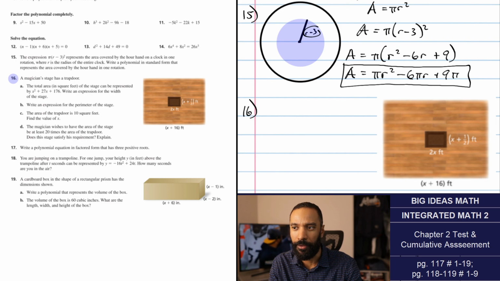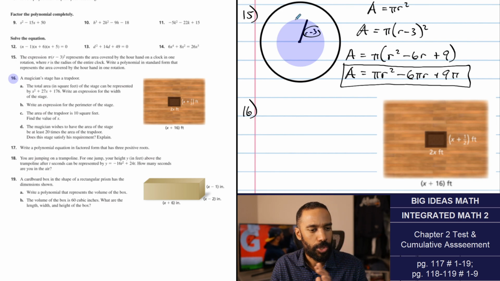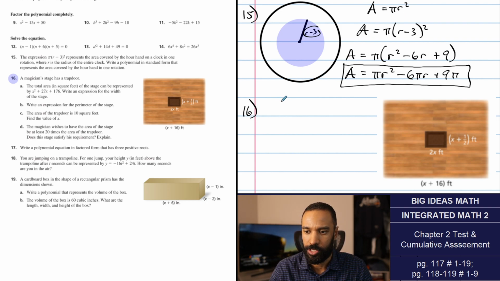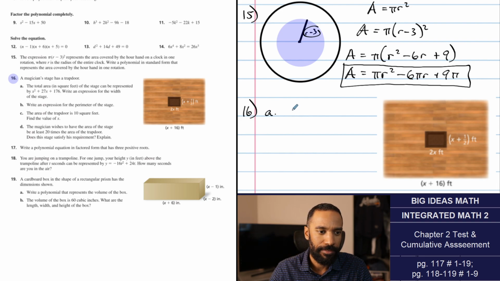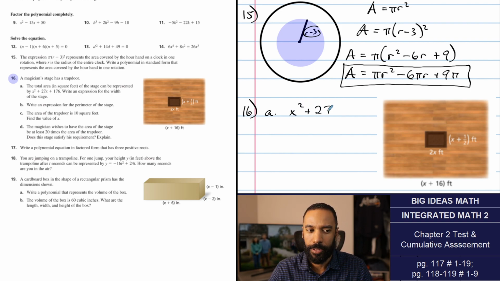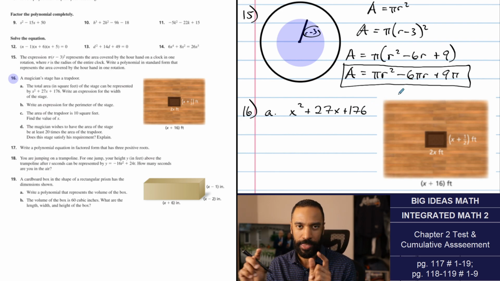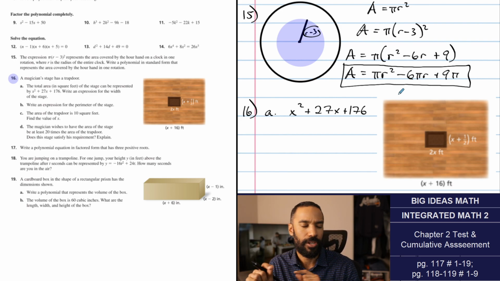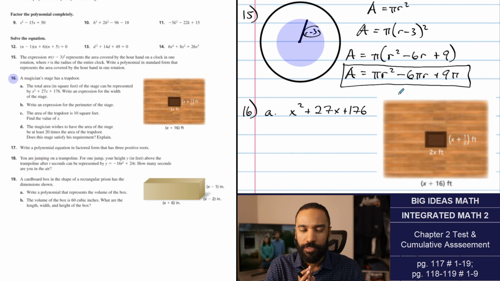All right, the total area, A, in square feet of the stage can be represented by x squared plus 27x plus 176. Write an expression for the width of the stage. Okay, I guess the trapdoor doesn't count as anything here, so that's fine. x squared plus 27x plus 176. Now my goal, I still haven't looked at what that width is. I can tell something's labeled down there, but my goal is to factor this. I'm just going to look at that number again, 27. So our goal is to find factors of 176 that add to 27.